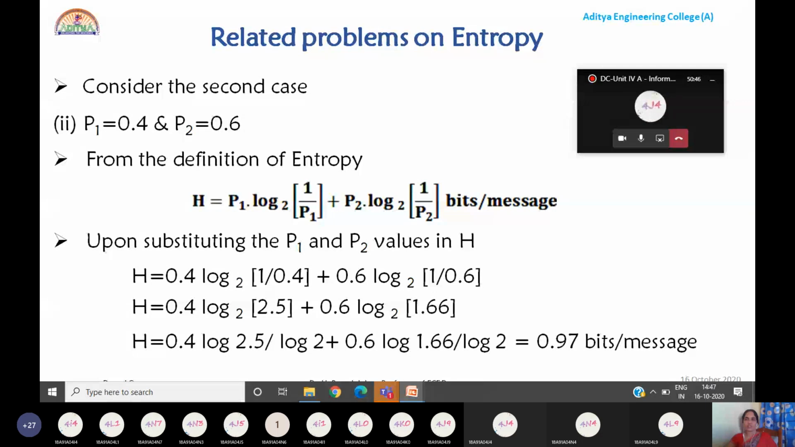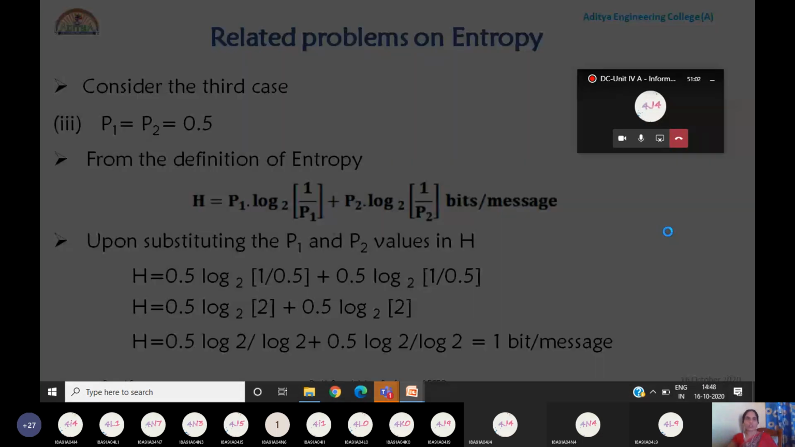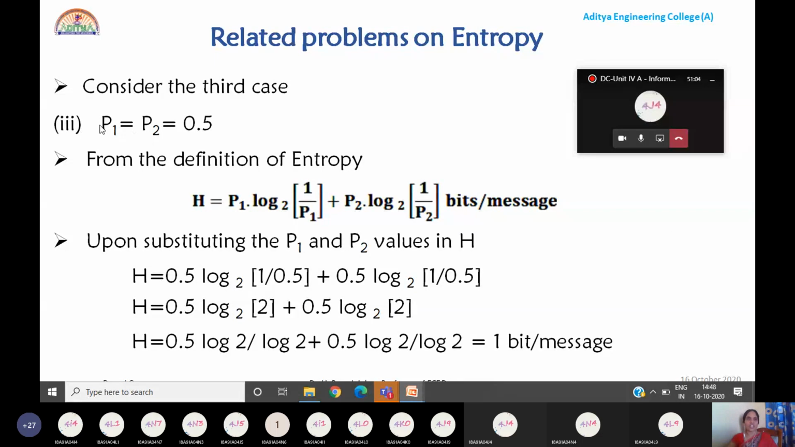1, ma'am. Why? Because maximum entropy for m equally likely messages occurs at probability 1 by m and it is equal to log m base 2. When m is 2, log 2 base 2 is nothing but 1. So that occurs at p equal to 1 by 2. That's why, if you observe the third case where P1 is equal to P2 is equal to 0.5, this is the equally likely condition.